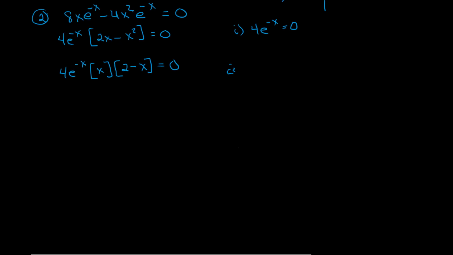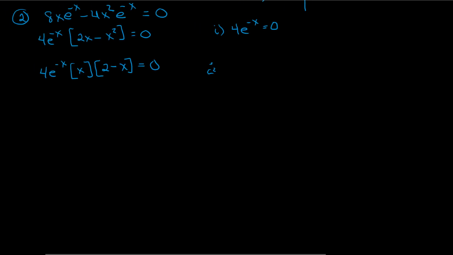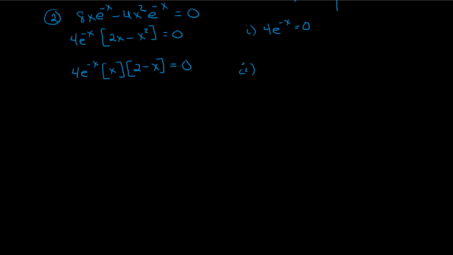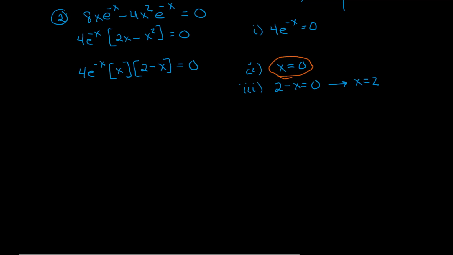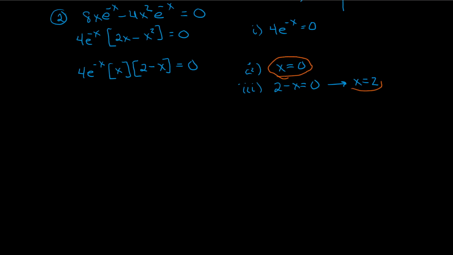The second situation is actually a pretty easy one to solve. x equals 0. Or our third factor, 2 minus x equals 0. Well, let's go after the third one here. That's pretty straightforward. This says that x equals 2. So we have 2 possible critical values here. We have one at x equals 0. We have one at x equals 2.